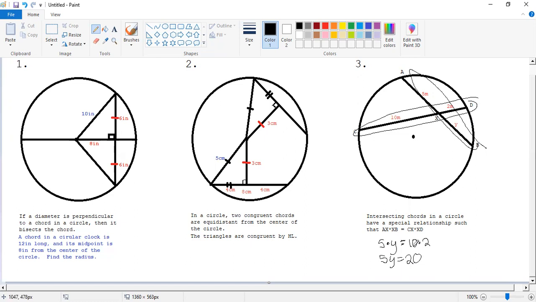And then from there, all we have to do is solve, okay? So we divide by 5, and we end up with y equals 4, okay? So that means that y here, this measure here would be 4. So our final answer is 4 meters here.